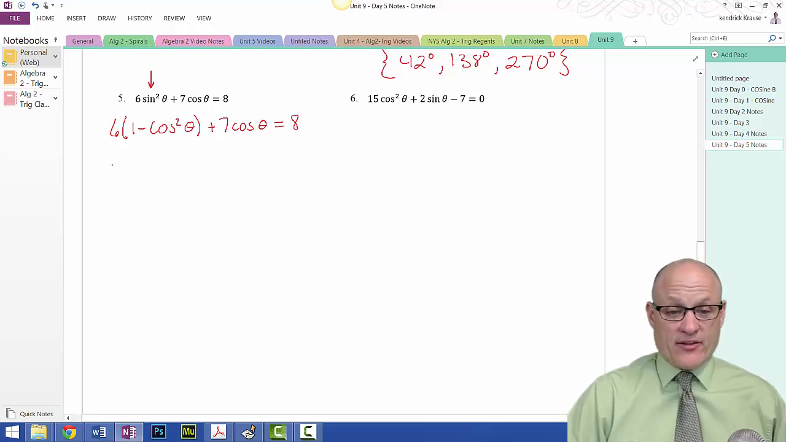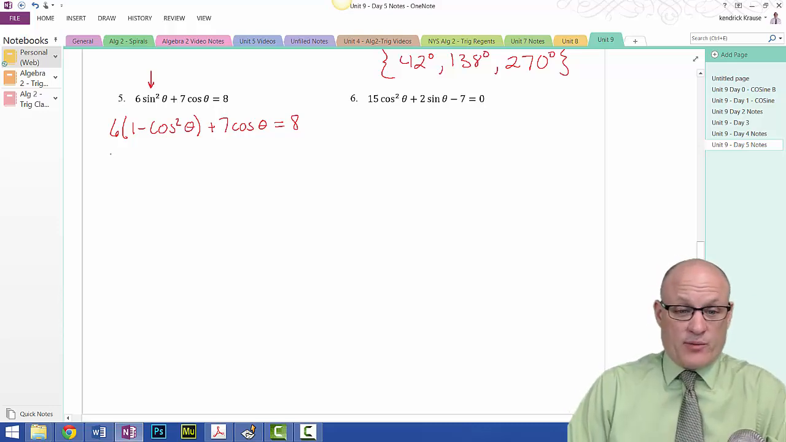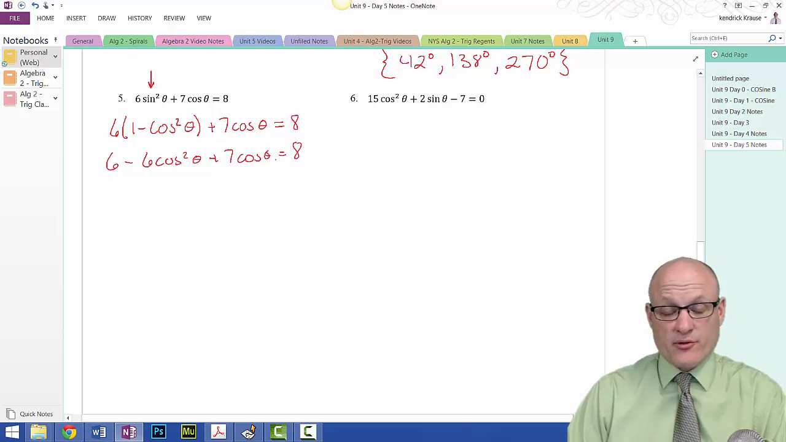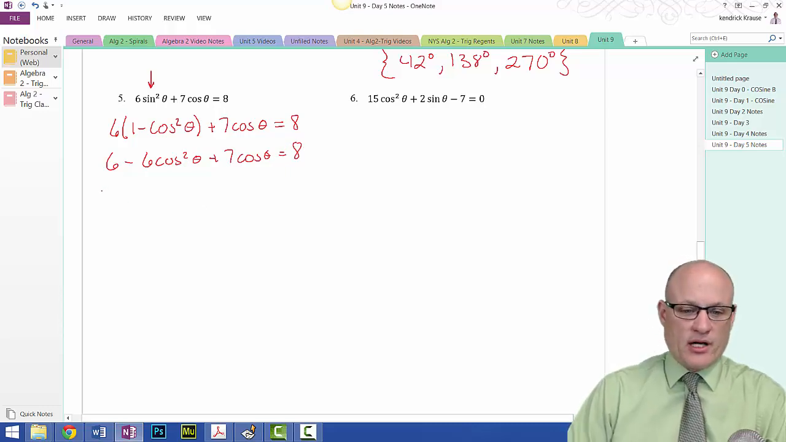Eventually you're going to get the hang of this and it won't be any problem. You'll understand it. But for now, if you need to see every example, go through every example. Don't skip. Distribute the 6. I get 6 cosine squared theta plus 7 cosine theta. I hope I don't have any more mistakes. Like I said, I've been up since 2:30 this morning. I'm going to blame somebody.